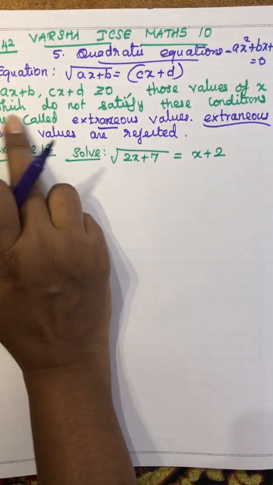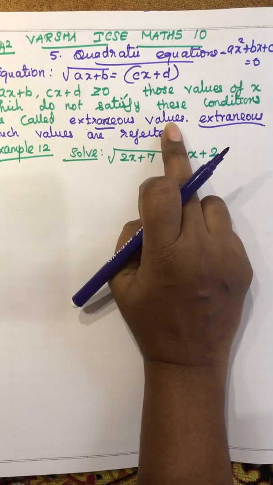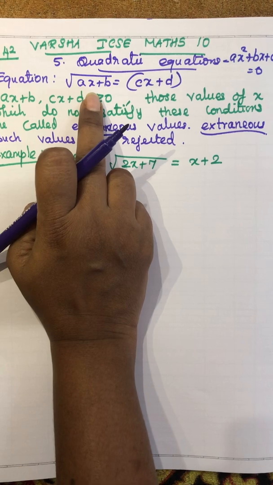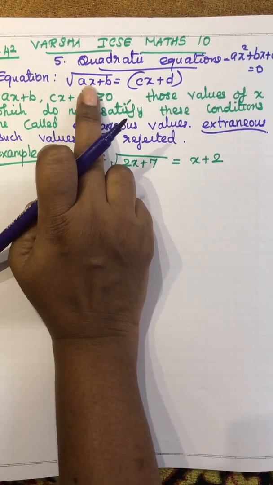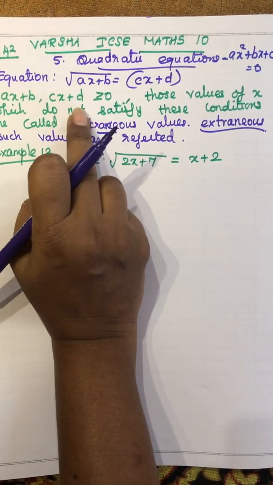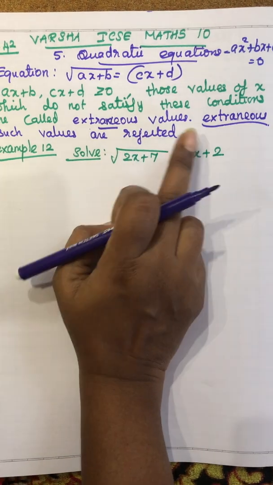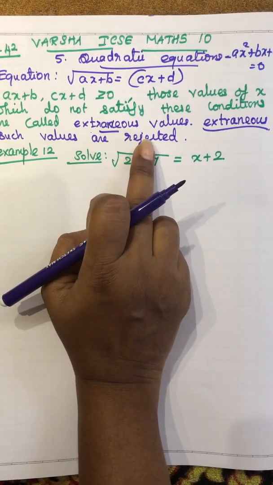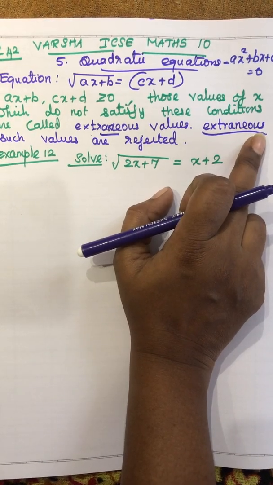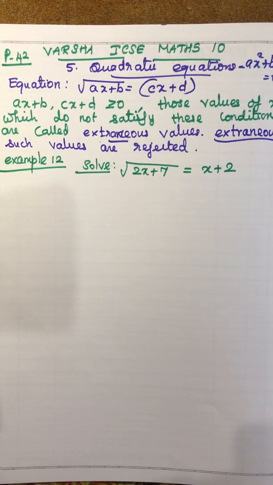Those values of x which do not satisfy these conditions are called extraneous values. It means the x we are going to find the root of should satisfy this condition. If it does not satisfy these conditions, then those values will be rejected. So that value is called an extraneous value. So we are going to find first the roots and what the extraneous roots are.